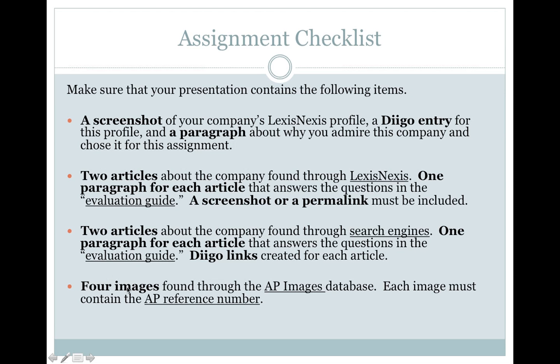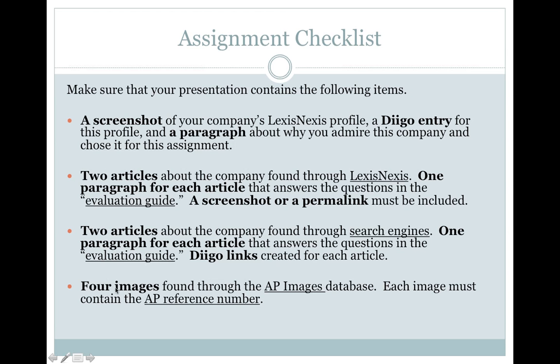It's pretty simple. It's just that there are so many things to keep track of: screenshots, Diigo entries, permalinks, another screenshot possibly, using LexisNexis, using search engines, going back to Diigo, having four images through the AP Images database, including the reference number. So it's a lot to keep track of, but the overall assignment really isn't that difficult, which is why I'm going over this with some care, because I don't want to see people lose points.